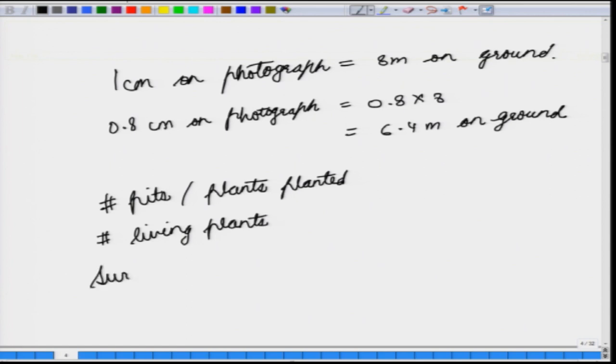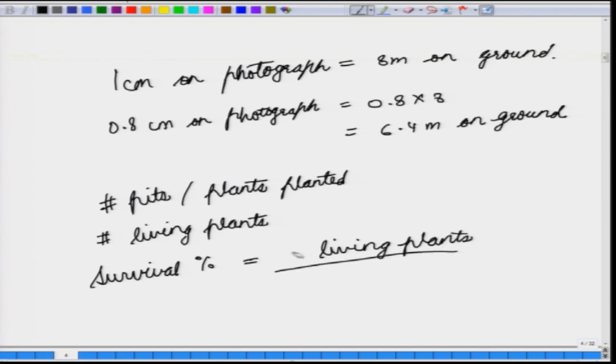And your survival percentage is given by the number of living plants divided by the number of plants planted, into 100%. So, in this case again, we are using the technique of photogrammetry to measure something. We are trying to measure the survival of the plants that were planted in that particular plantation.